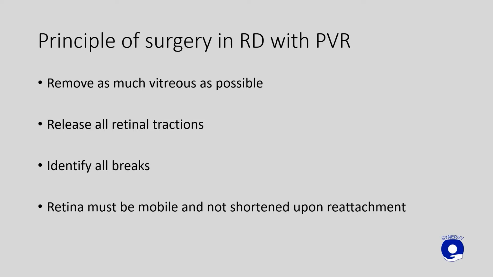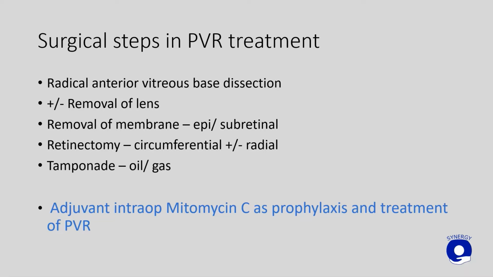The surgical principle is thorough removal of vitreous and retinal traction, and identification and treatment of all breaks. The usual surgical steps are radical vitreous space dissection, lens and membrane removal, retinectomy and tamponade. Adjuvant intraoperative mitomycin C is an additional step to prevent recurrence of PVR.